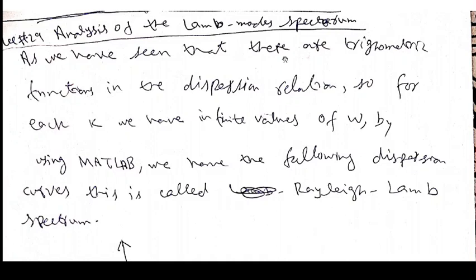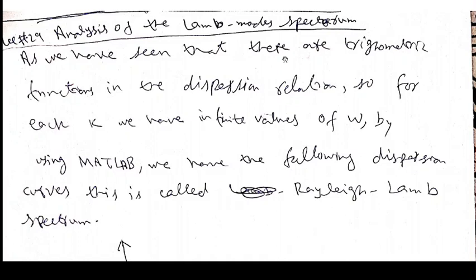Okay, today we will discuss the analysis of the Lamb mode spectrum. We have derived the dispersion relation, and the dispersion curves corresponding to that dispersion relation are called Lamb modes, and the whole set of curves is called the Lamb mode spectrum, the Rayleigh-Lamb mode spectrum. We will see how we can have those dispersion curves and what their properties are.